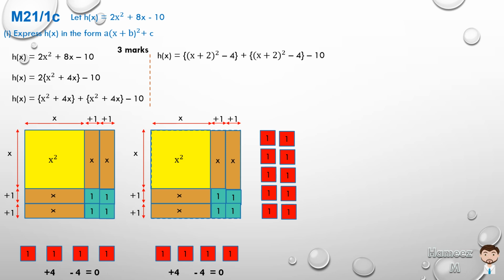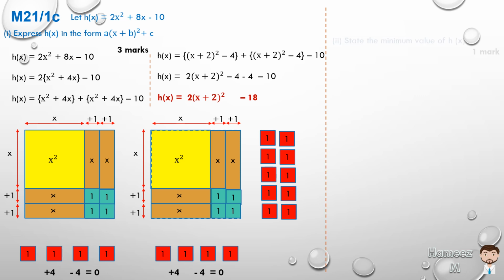So you're going to get x plus 2 squared plus x plus 2 squared. So you're going to get 2 of those. So you're going to get 2 by x plus 2 all squared minus 4 minus 4 minus 10. So h of x is equal to 2 by this perfect square, x plus 2 all squared minus 18. And we've completed the square.